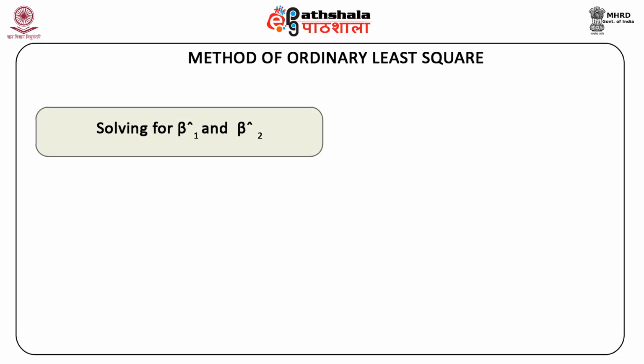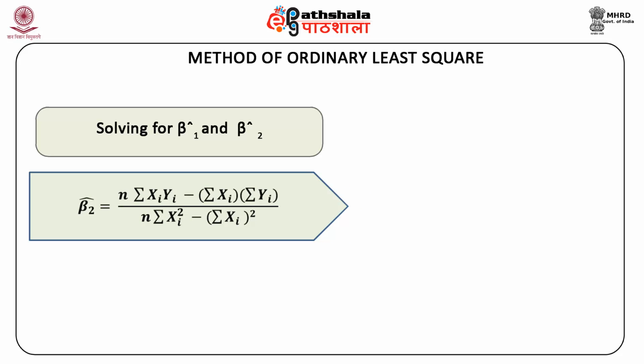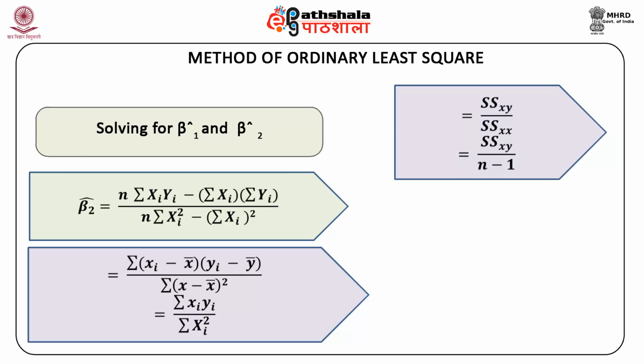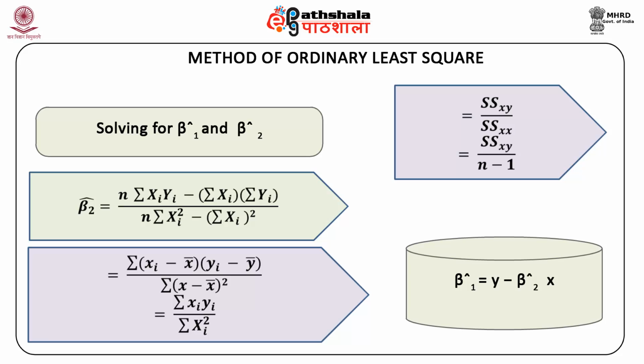By solving for beta hat 1 and beta hat 2 using the least square method, we get beta hat 2 is equal to (n sigma xiyi minus sigma xi into sigma yi) divided by (n sigma xi squared minus (sigma xi) the whole squared), which is equal to sigma (xi minus x bar) multiplied by (yi minus y bar) divided by sigma (xi minus x bar) squared, which is equal to SSXY divided by SSXX, from which we get beta hat 1, which is equal to y bar minus beta hat 2 x bar.